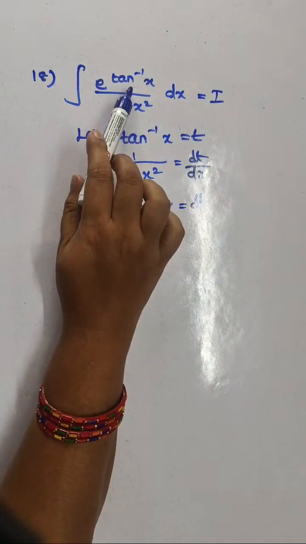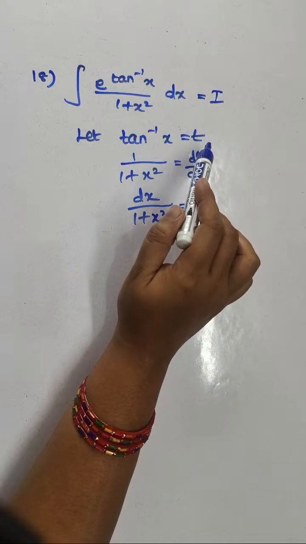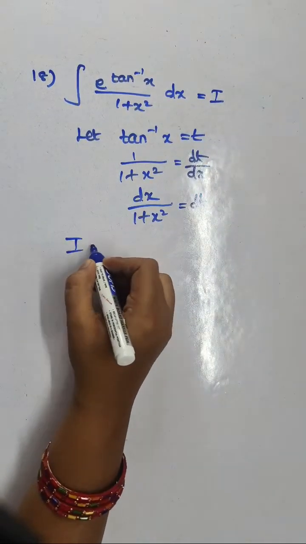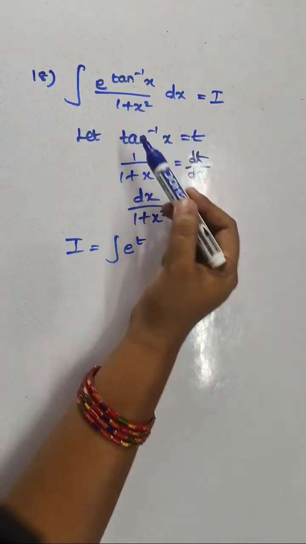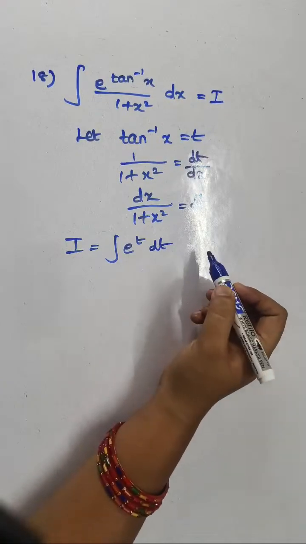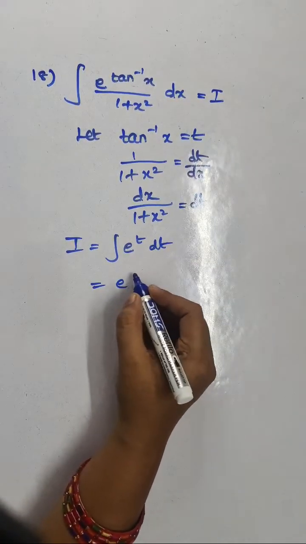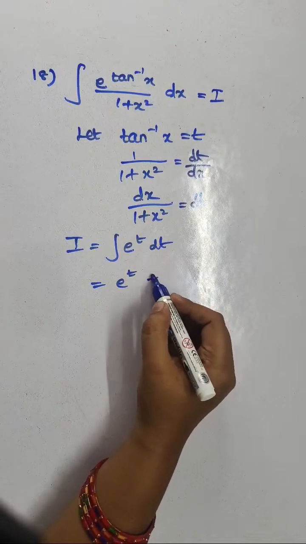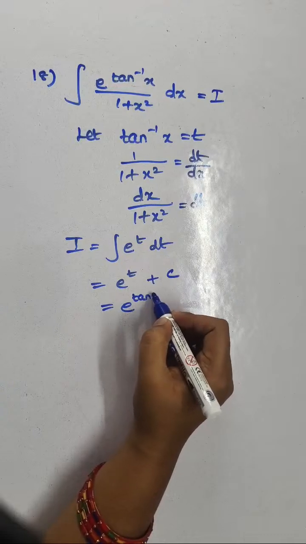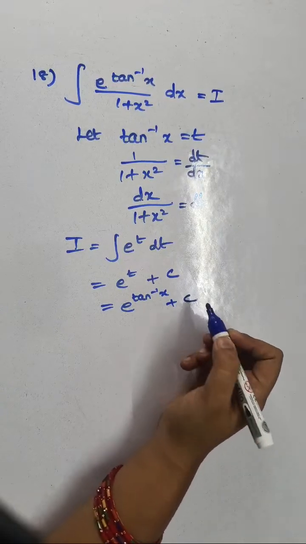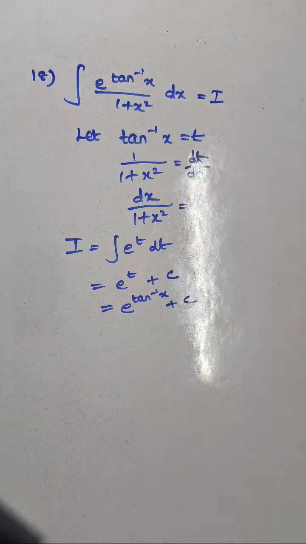So in place of dx by 1 plus x square, we can write it as dt. In place of tan inverse x, you can write it as t. Now the question becomes integral e power t dt. So this can be written as e power t plus c, or e power, in place of t replace it as tan inverse of x plus c. This is the required answer. Question number 19.